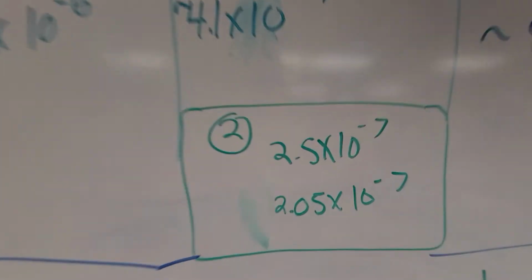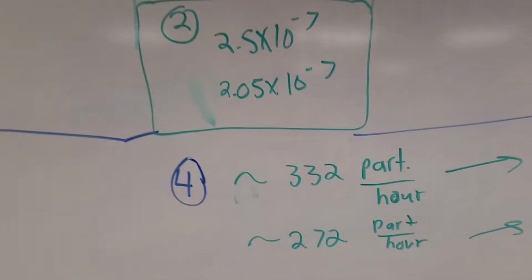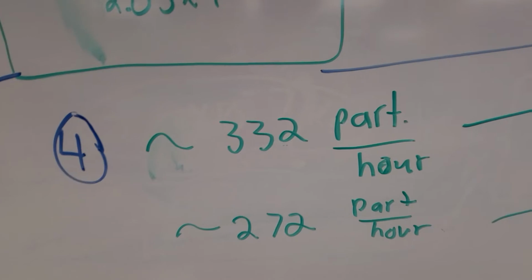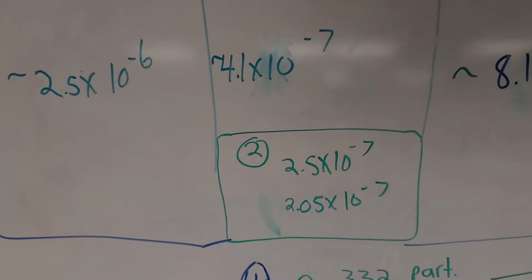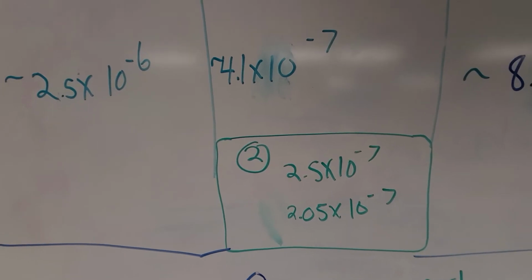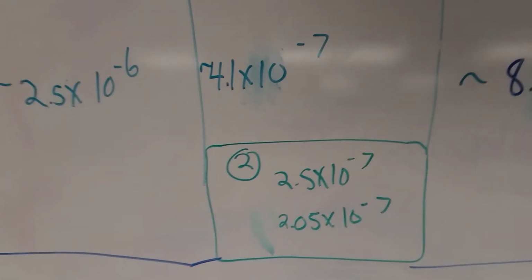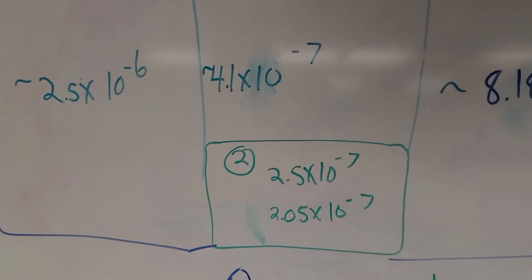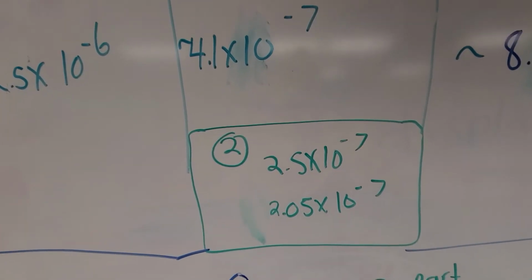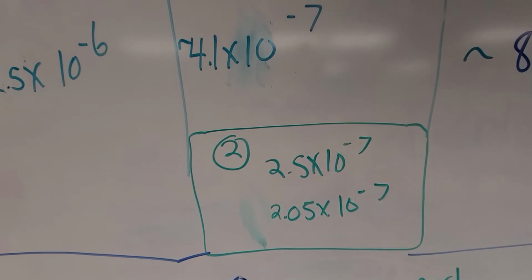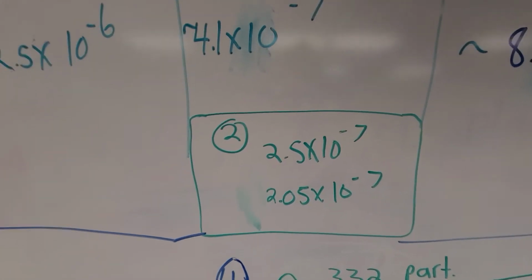Anyway, so what I did is, you see down here, 332 particles per hour, 272 particles per hour. That's by taking this and dividing by the accepted mass of a dust or smoke particle, which is 7.53 times 10 to the negative 10 power. And like I said, that's just a very rough estimate.